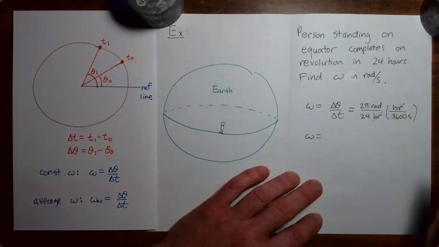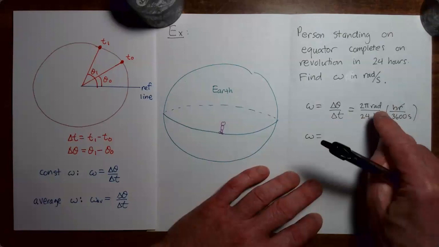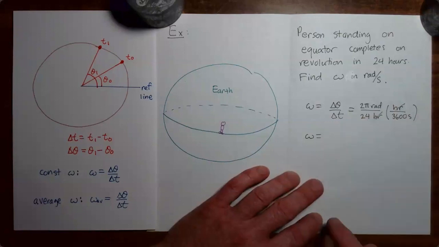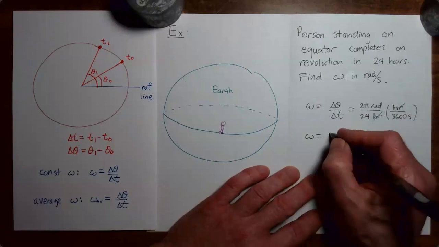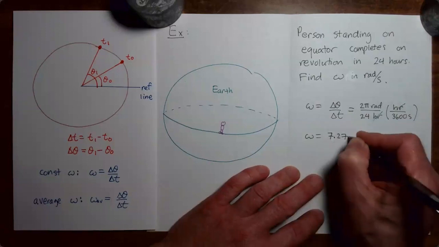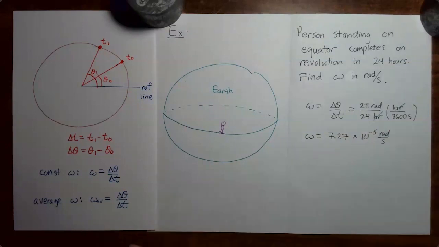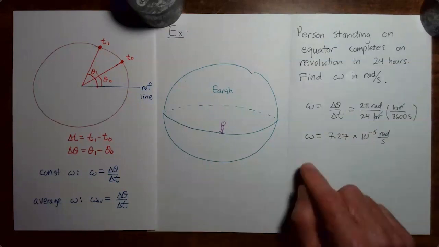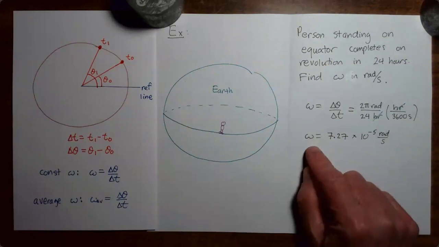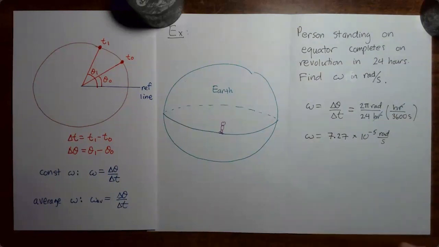And if you put 2 pi divided by 24 divided by 3,600 into your calculator, you'll get 7.27 times 10 to the minus 5. And again, the unit is radians per second. So now we've had some practice with the idea of angular velocity. And in the next video, I will introduce you to another concept in rotational kinematics.